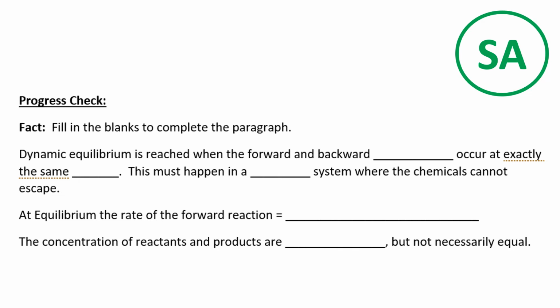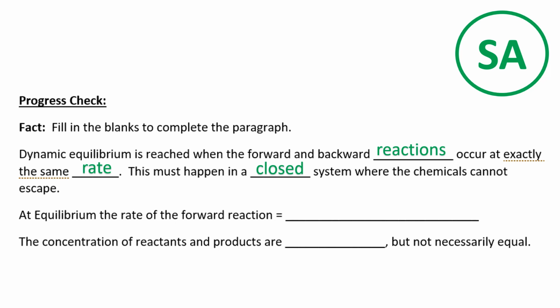Okay, so dynamic equilibrium is reached when the forward and the backward reactions occur at exactly the same rate. Be careful with that. Speed, time, they're not acceptable. Rate is how much per second. It's a very specific answer. Rate of reaction. This must happen in a closed system where the chemicals cannot escape.